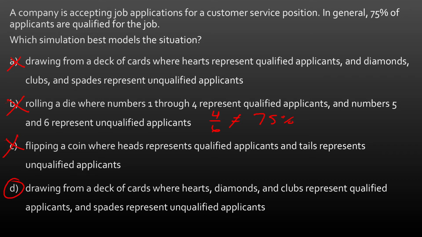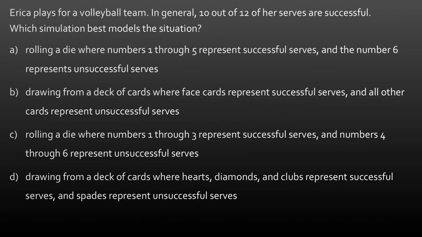And you have to make sure you read this one carefully because it's very similar to that first one. But here we can see if I draw hearts, diamonds, or clubs, they represent qualified. So that's 3 out of the 4, or that 75% that represent those qualified applicants. So read this one carefully.